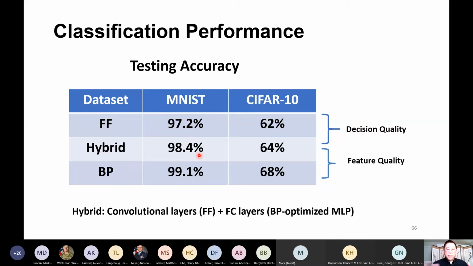Hybrid basis: the feature extraction we do with feed forward, but in the FC layer, we do the BP. Okay? We do the BP in the FC layer. So we are able to get a better decision module, and this is in the middle. Similarly, for CIFAR10, the feed-forward is 62, and if you do the BP it is 68, and the hybrid is 64.